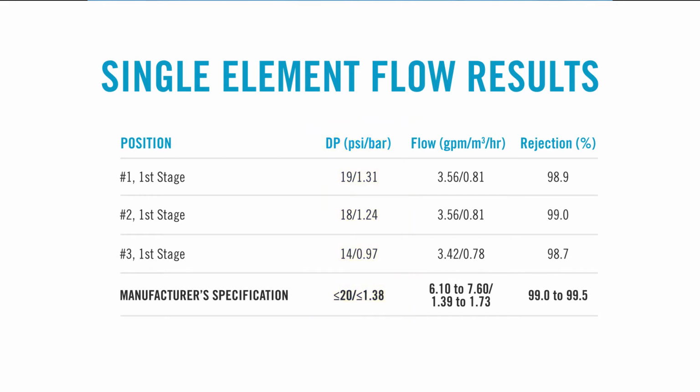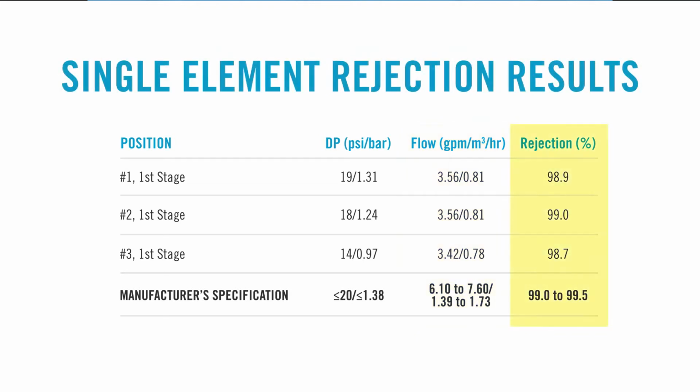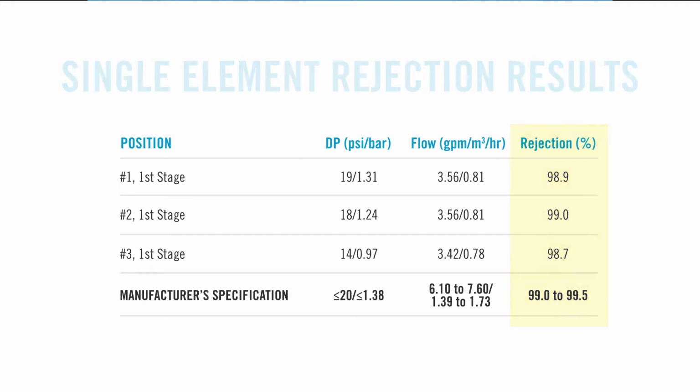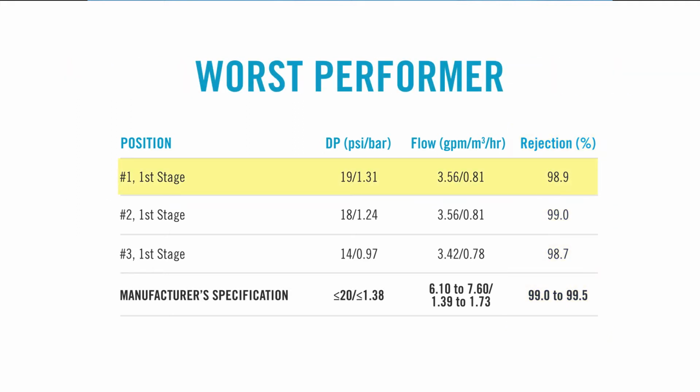We'll also take a look at their flow. The flows were fairly consistent for the first 3 elements in their system, with about half of their original performance. Another thing we'll look at is the rejection. We'll note that the rejections are similar, but slightly below normal. So let's take a look at the first element from the first stage. We see the delta pressure is 19, the flow is 3.56 GPM, and the rejection is 98.9%.